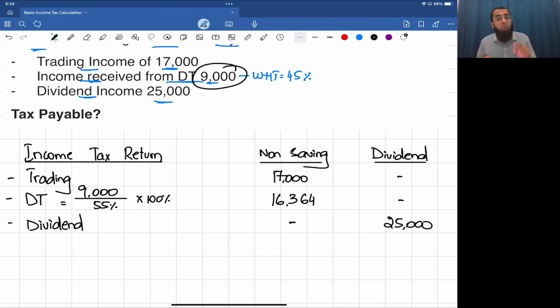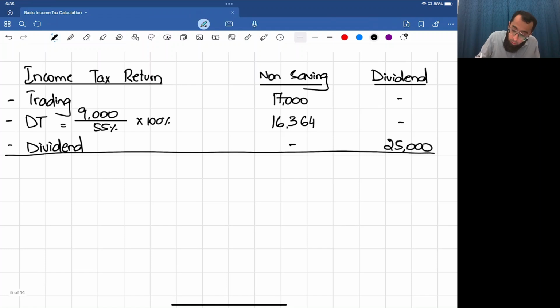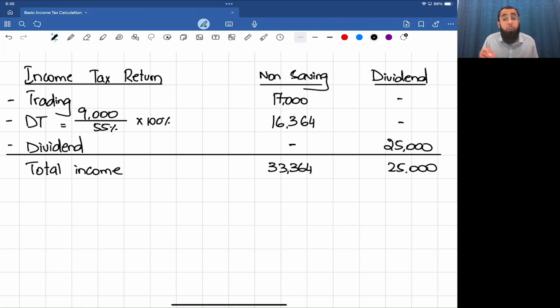Done. So non-saving income, trading income, income received from discretionary trust divided by 55 multiplied by 100. And then comes the dividend income. You add up all of them to arrive at the value of total income. Okay, 33,364, and here it is 25,000.